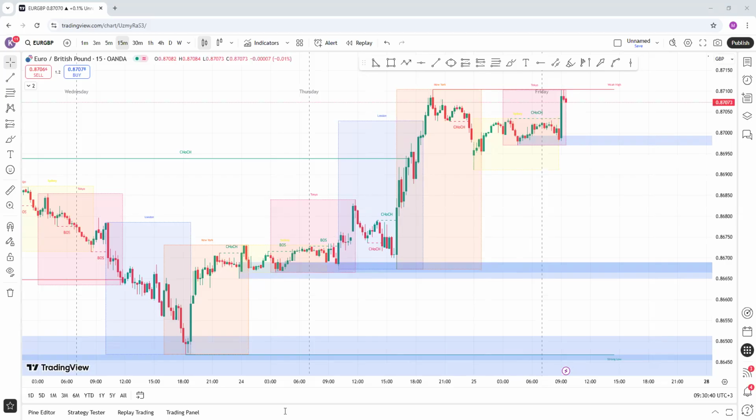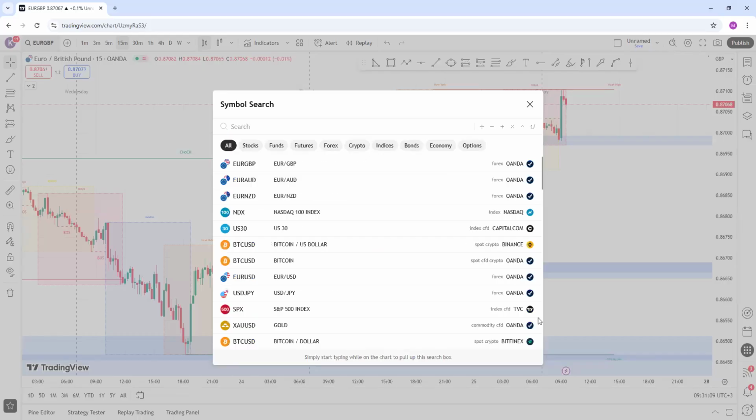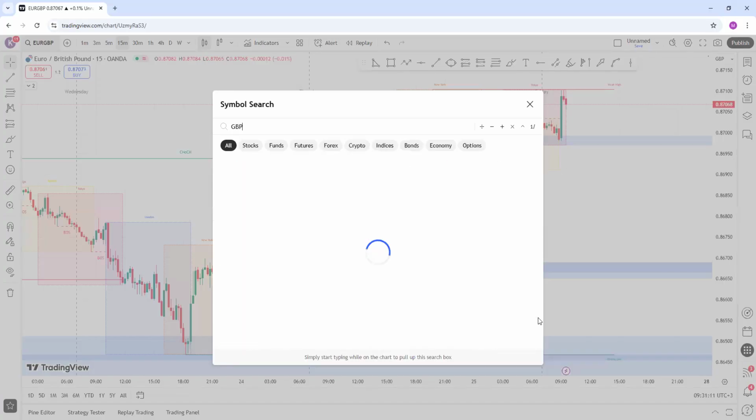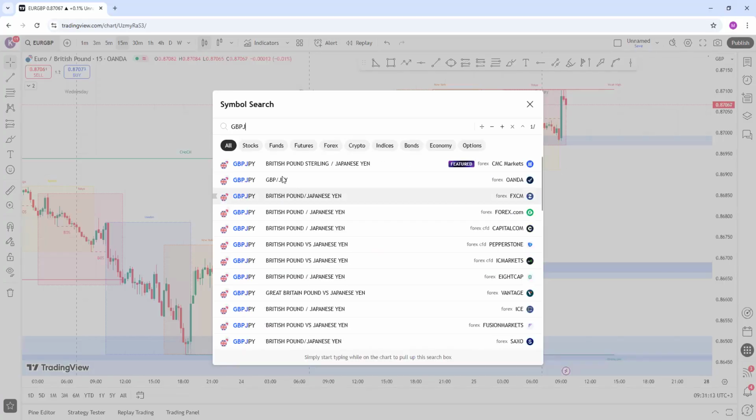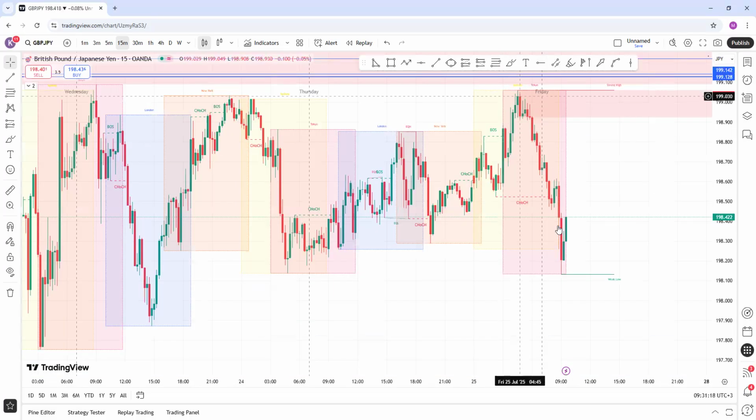GBP JPY. Yes, GBP JPY. Let's take a look at GBP JPY because GBP has only one bar and JPY has how many bars? It has 5 bars. So let's see if the market is currently selling. We're going to come here and change to GBP JPY and see if the market is currently selling. Yeah, there it is. The market is currently going down.